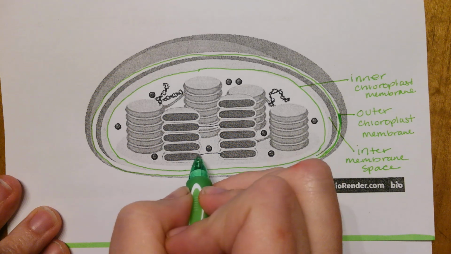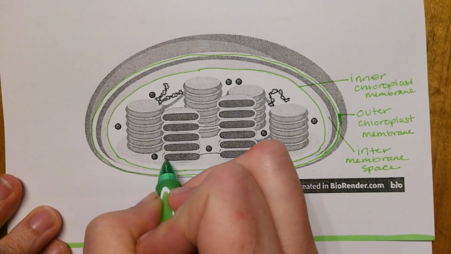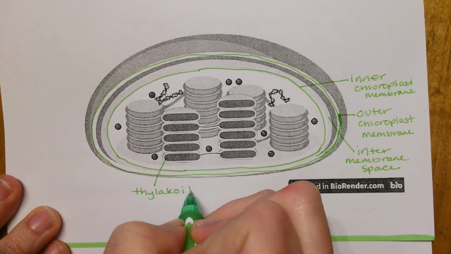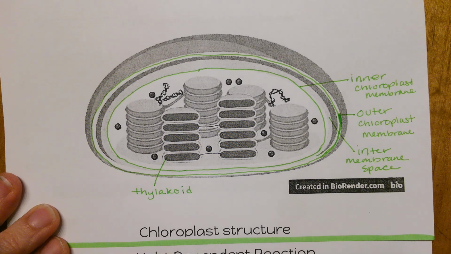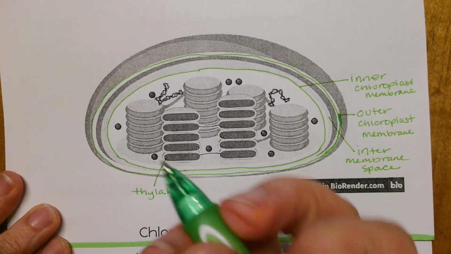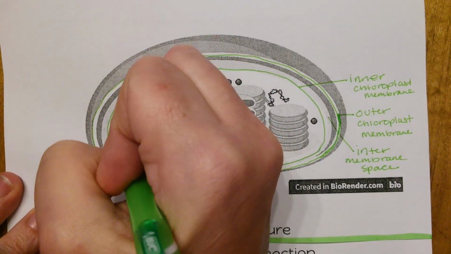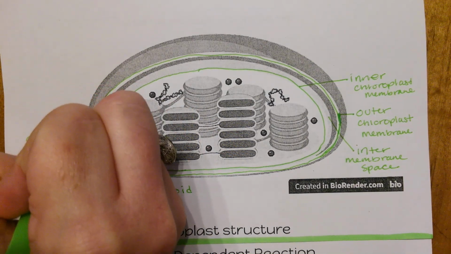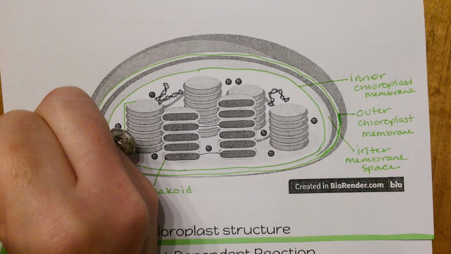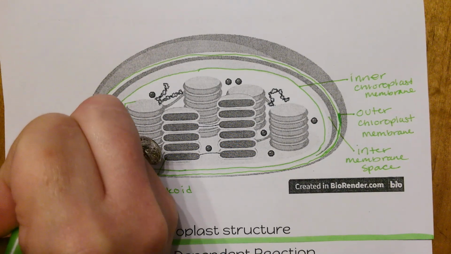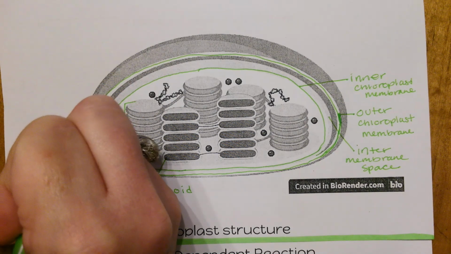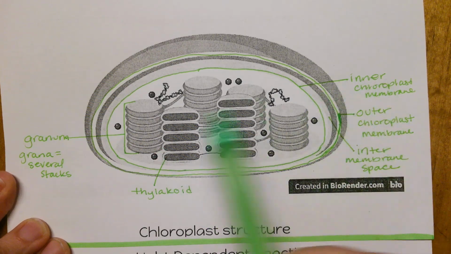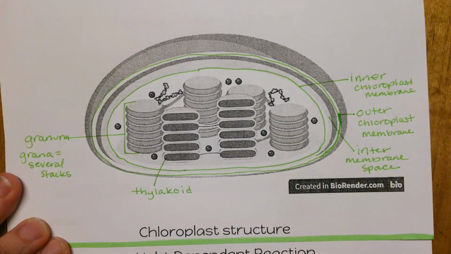This individual sac thing or disc, this is a thylakoid. Remember when we have a stack of thylakoids, that's called a granum. So this whole thing is a granum. I am going to just make a little note that grana is several stacks. So this chloroplast has 1, 2, 3, 4, 5, 6 grana.